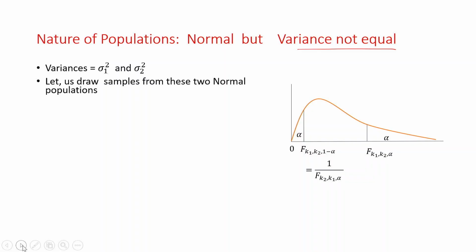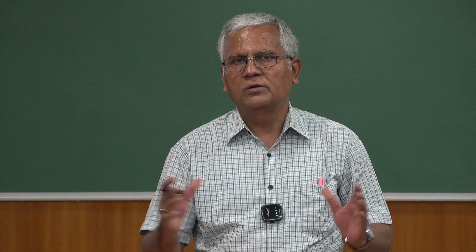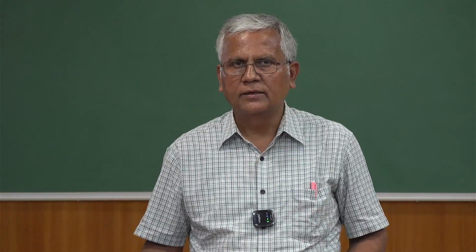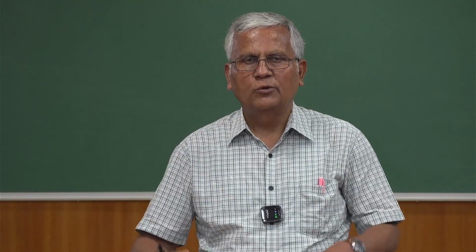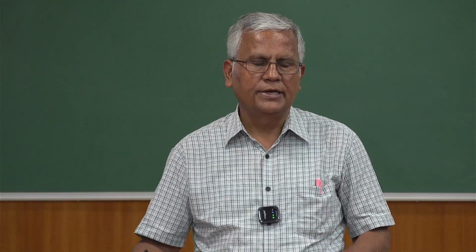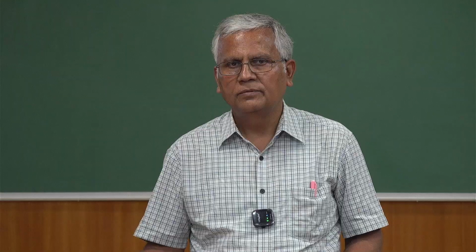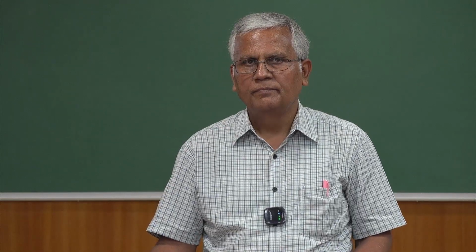That means in this case, there are two separate populations, both are normal, and the variances are not equal. So one population has a variance sigma 1 square, another population has a variance sigma 2 square. Maybe two batches of cotton cones are there, and we are interested to know the variability of their count variation in them.